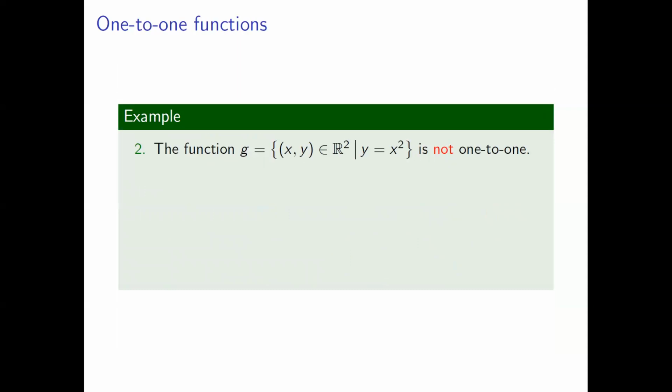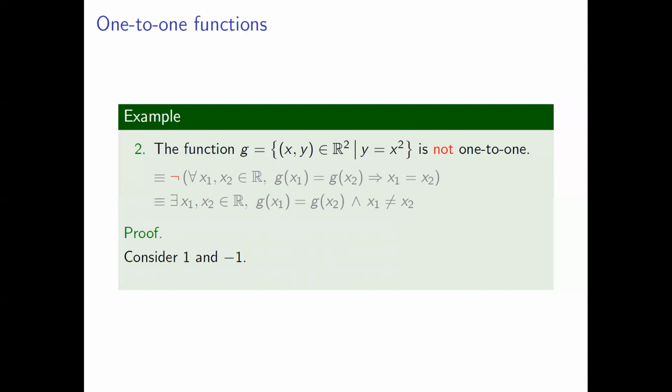Consider the function g consisting of all ordered pairs xy of real numbers satisfying the equation y equals x squared. We claim that g is not one-to-one. That is, it is not the case that for any real numbers x1 and x2, if g of x1 equals g of x2, then x1 equals x2. Equivalently, there exist real numbers x1 and x2 such that g of x1 equals g of x2, but x1 is not equal to x2.